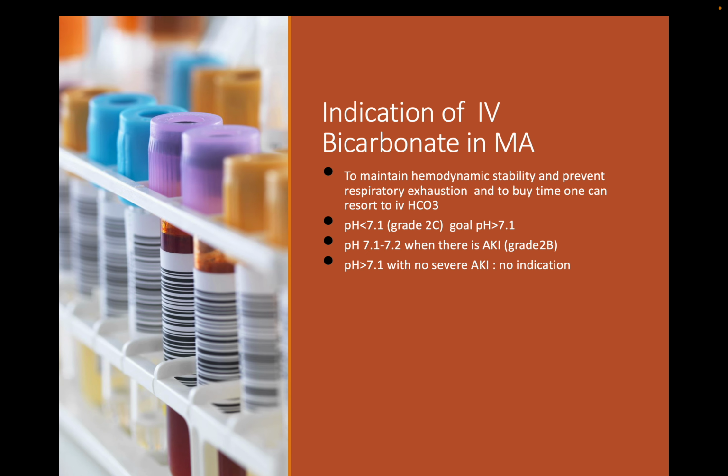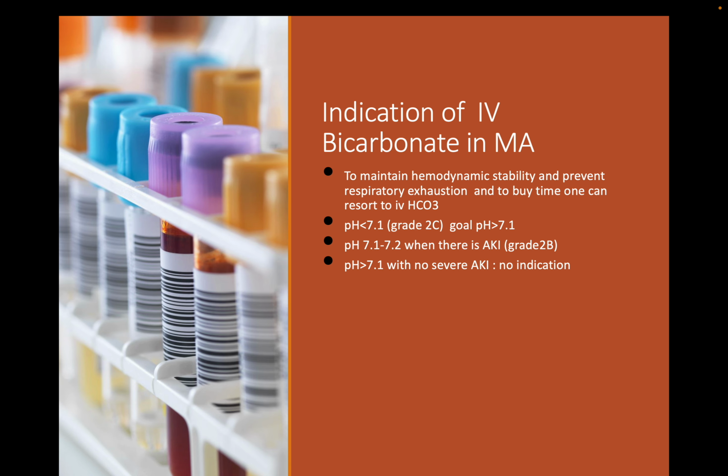So what is the indication? Generally in metabolic acidosis, why do we give bicarb? To maintain hemodynamics, because low bicarb affects myocardial contractility, and a metabolic acidotic state also depresses myocardial contractility. Also, severe metabolic acidosis can't be compensated by respiratory alkalosis, so the patient's respiratory muscles will go into fatigue. To buy us more time, we give bicarb.